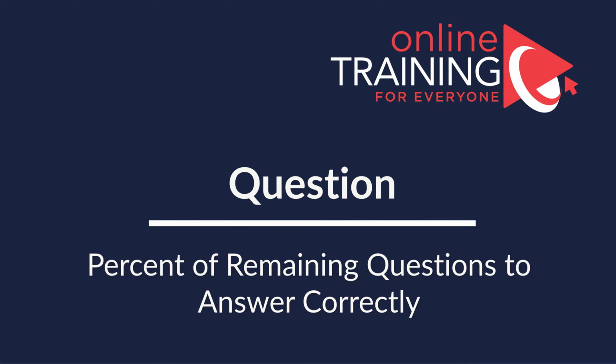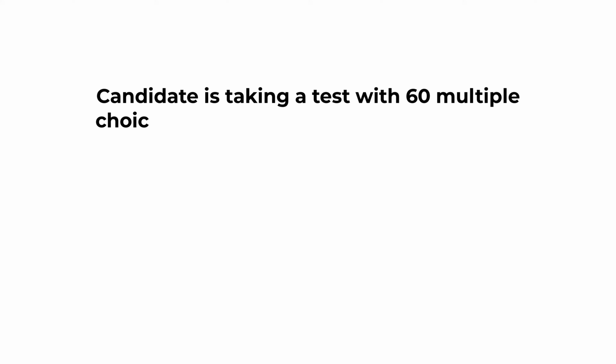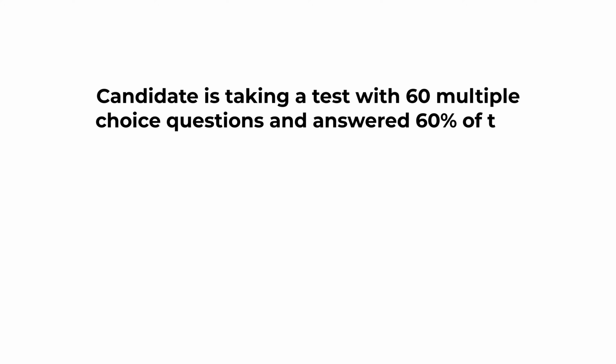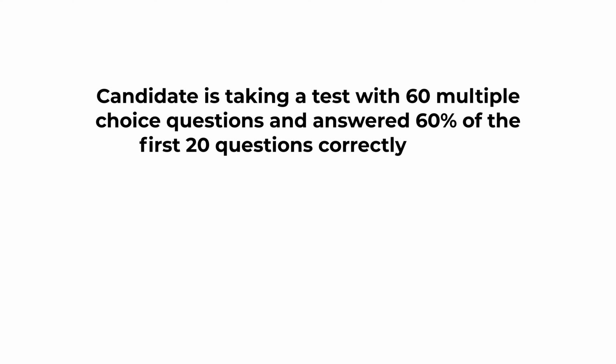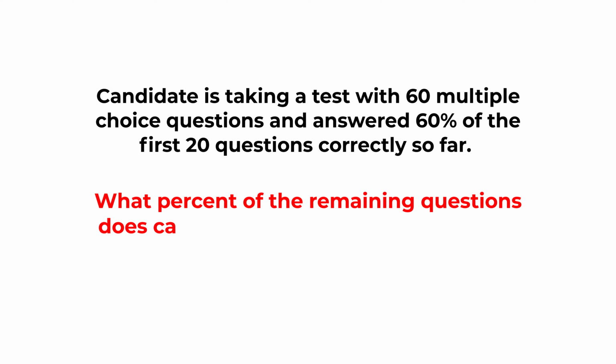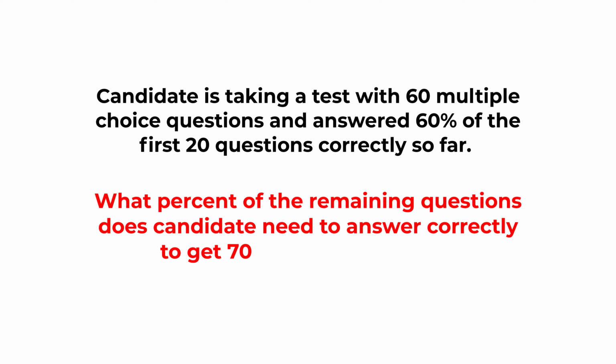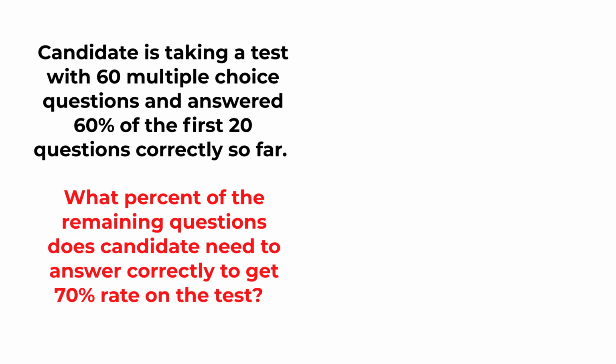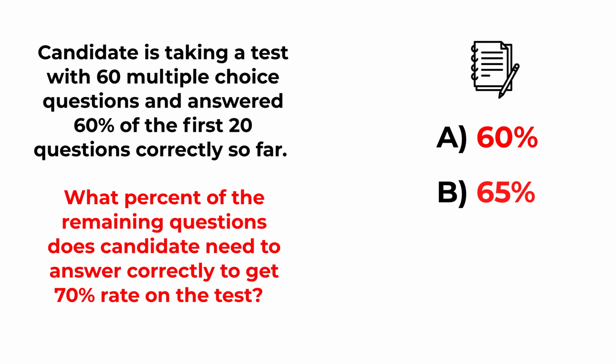Here is one of the frequently used questions to test your understanding of percentages. A candidate is taking a test, so imagine yourself, with 60 multiple choice questions and answered 60% of the first 20 questions correctly so far. So, what percent of the remaining questions does the candidate need to answer correctly to get a 70% rate on the test? You're presented with 4 different choices. Choice A, 60%, choice B, 65%, choice C, 70%, and choice D, 75%. Do you see the answer?